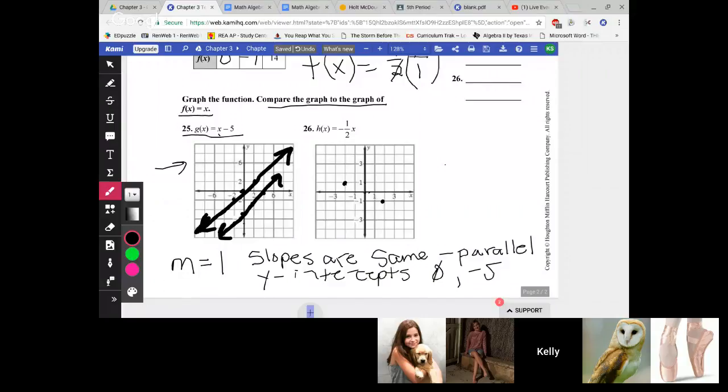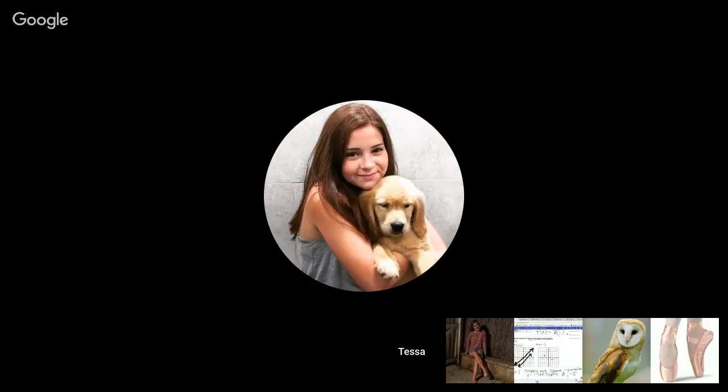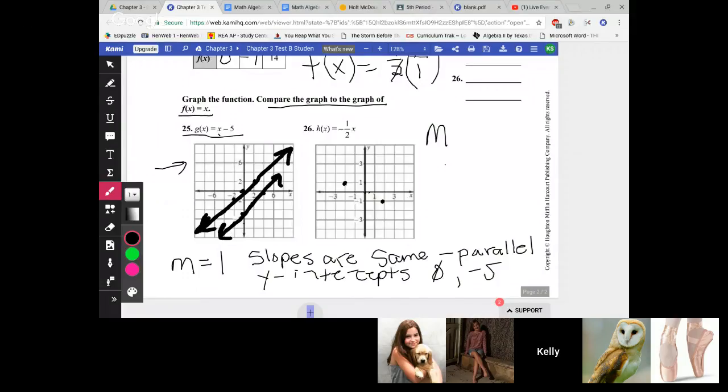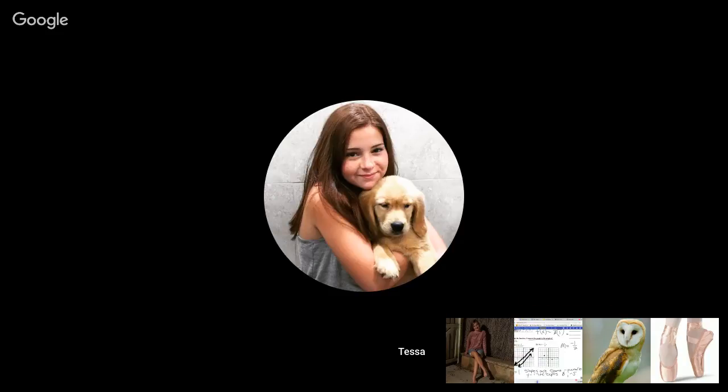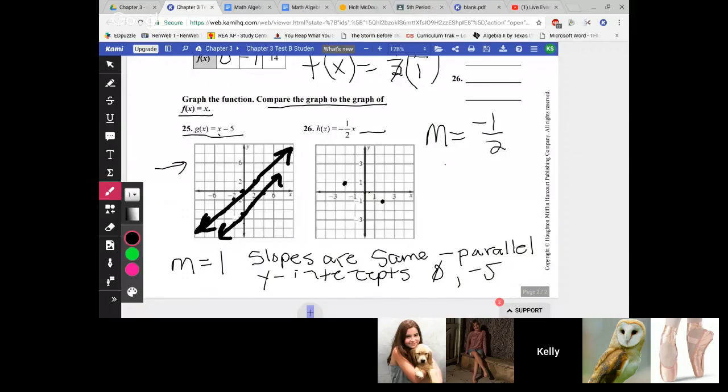So you're just basically giving some information based on the equation. Now the second one, what is the slope on 26? Negative 1/2, yeah. So, but the y-intercepts are the same, right?